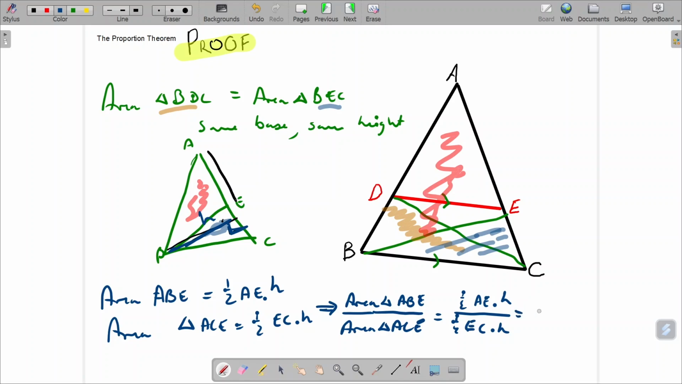It would simplify down to being AE over EC, because these pieces, the halves and the H's, would cancel out. Okay, so what this now allows me to do is to set up my proof as I'd like to do. And so what I'd like to do is to have a look at that proof.